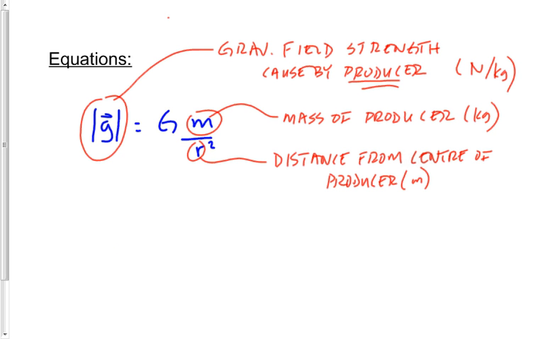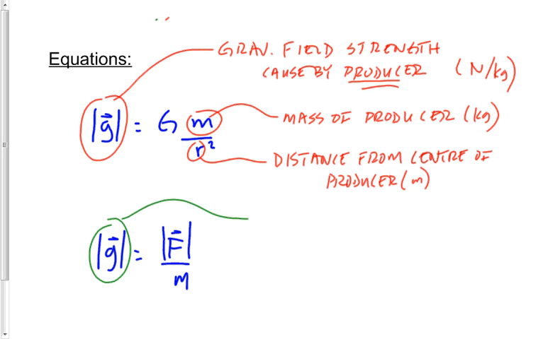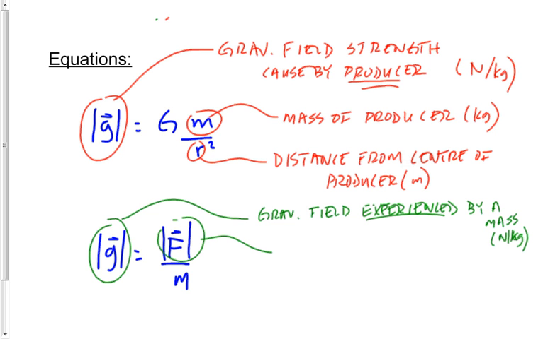If, however, we use the other equation, which is the experiencer equation, then we need to know something about the experiencer, not the producer. So this one would be the gravitational field experienced by a mass. And the units would be the same, still newtons per kilogram. This is going to be the force of gravity experienced, or in other words, the weight of the object. Talking about the board marker now, right? The gravitational field experienced by this board marker is equal to F over m. F is the force experienced by the board marker, and m is the mass of the board marker.